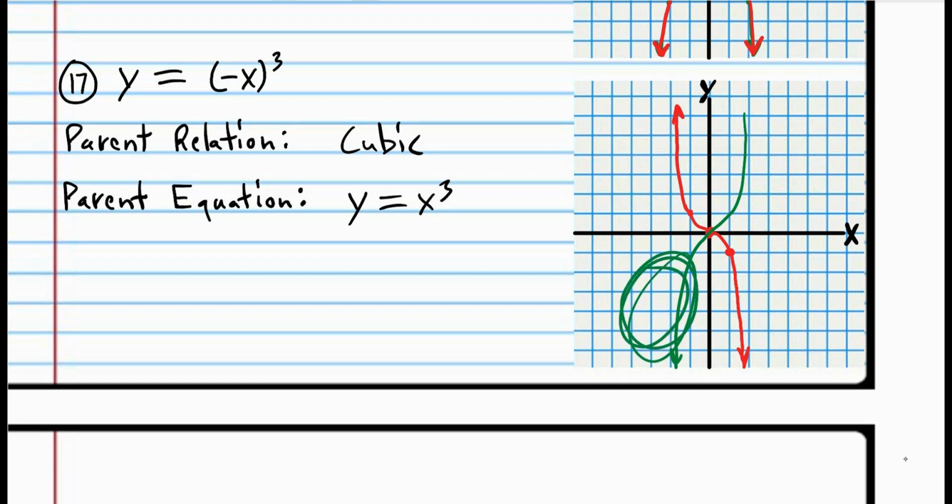So this is an example where the original graph looked like this, and this side was on the left of the y-axis, so when you reflect, it moves over to the right. This side was on the right of the y-axis, so when you reflect, it moves to the left. I know that that's kind of confusing, but with reflections that happens.